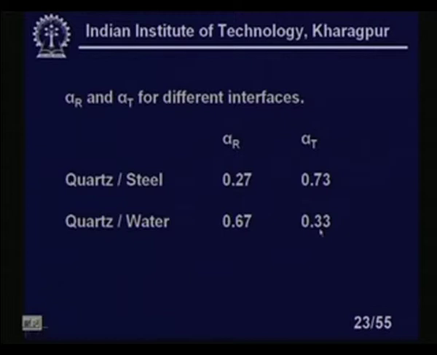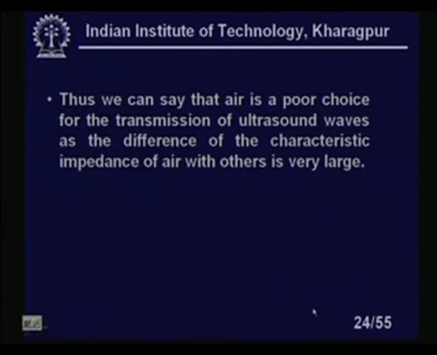So, this is reflected is more than the transmittance, and here you see the quartz, the reflection is less than the transmittance, and quartz-air obviously will shine extremely poor, say 1.1 × 10 to the minus 7, or 10 to the minus 4. Thus, we can say that the air is a poor choice for transmission of ultrasound waves, as the difference of the characteristic impedance of air with others is very large.